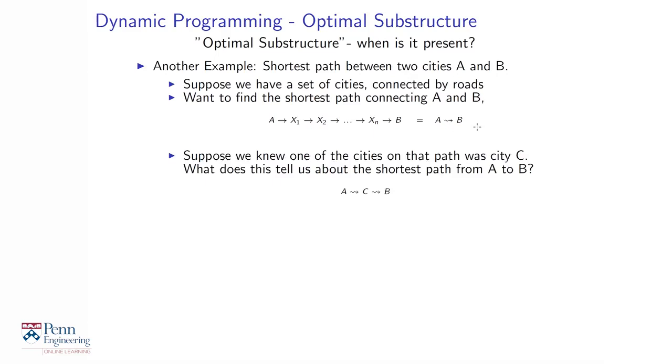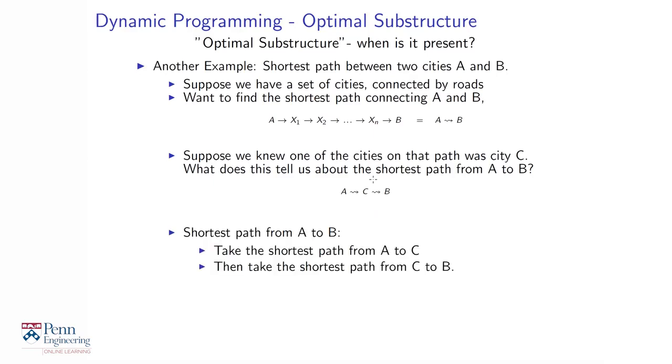And suppose I know that the shortest path from A to B passes through a city called C. So C is definitely known to be in the middle of the shortest path from A to B. So that means the shortest path from A to B is actually comprised of two paths, a path from A to C and a path from C to B. What does this tell us about the shortest path from A to B? So what we know is that the shortest path from A to B better take the shortest path from A to C and the shortest path from C to B.